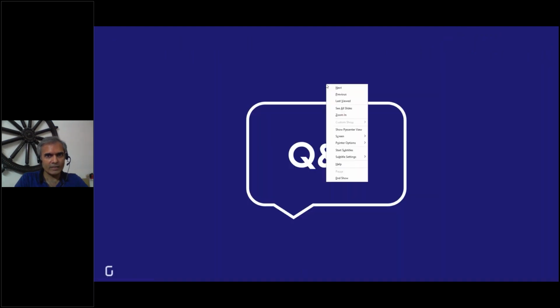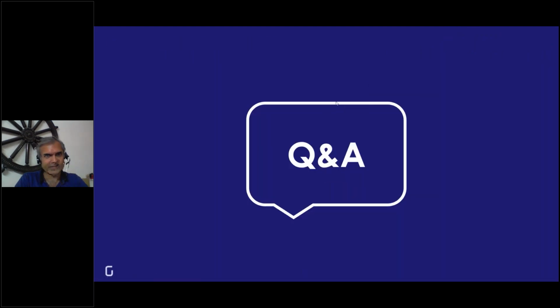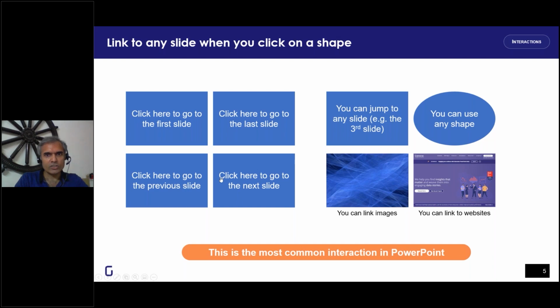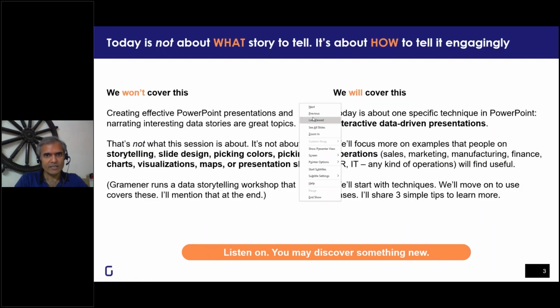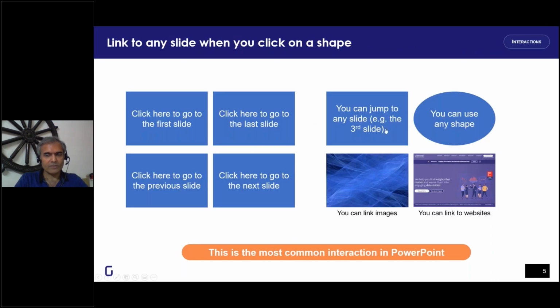This one takes me to the very last slide, and I can go back here. Now this ability to jump to pretty much any slide, so this for instance literally jumps to the third slide, can be used in a variety of powerful ways, and I'll come to how it can be used. But for now, the technique is that you can link to any slide, and it doesn't have to be just a rectangle, it could be a circle, it could be an image, and it doesn't have to be just a slide. You can even link to a website.